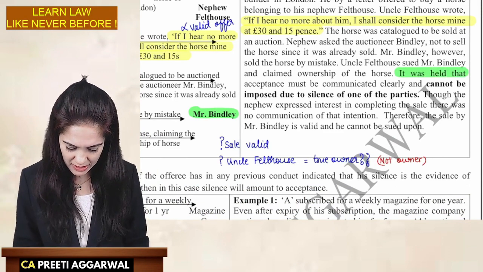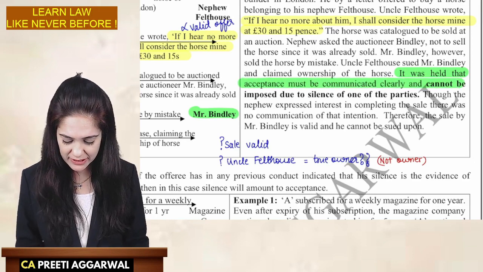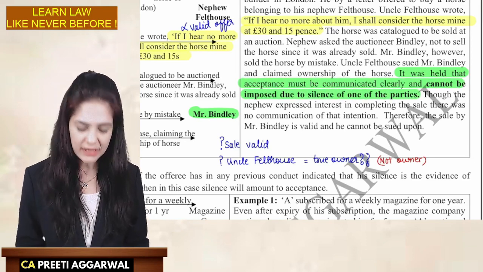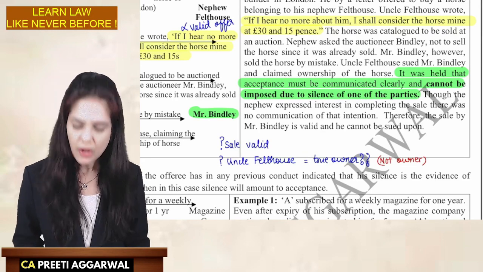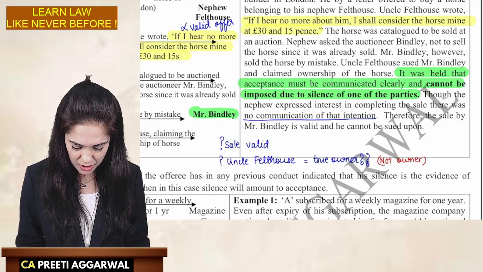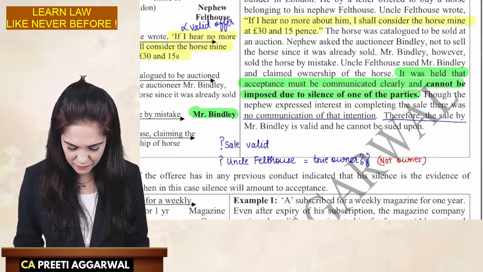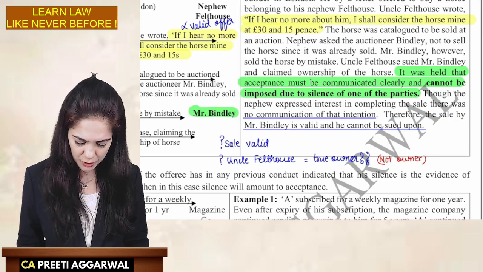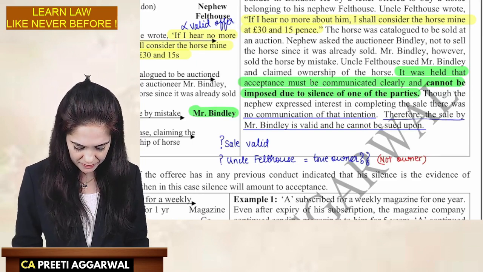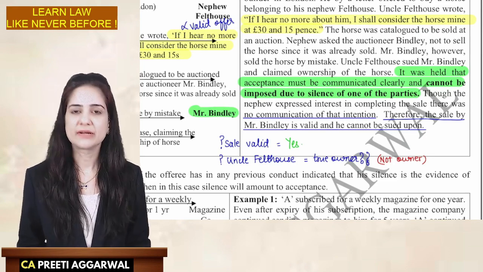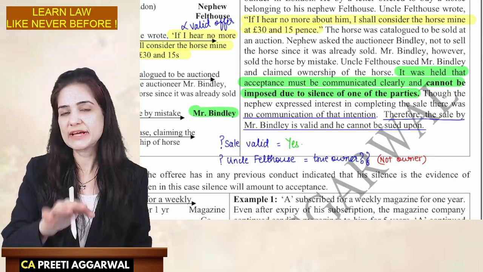It was held that the acceptance must be communicated clearly. It cannot be imposed by silence. Although nephew was interested in completing the sale, there was no communication of that intention. Therefore, sale by Mr. Bindley is valid. He cannot be sued upon. Okay, so sale is valid. Yes, sale is valid. What was the other fault that we found in this?